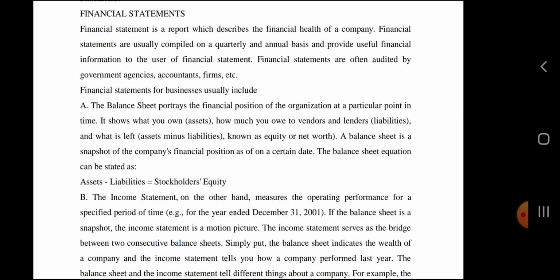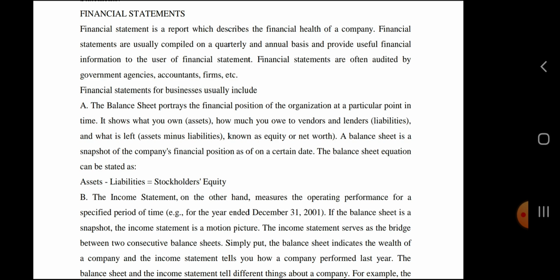Then here financial statements include the balance sheet. Okay, the balance sheet shows the financial position of the organization at a particular point in time. It means the balance sheet shows the financial position of the organization, of the company, as on that date. Okay, as on that date.